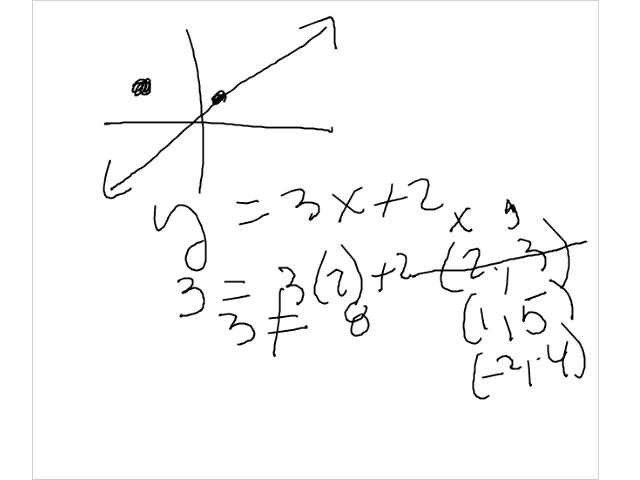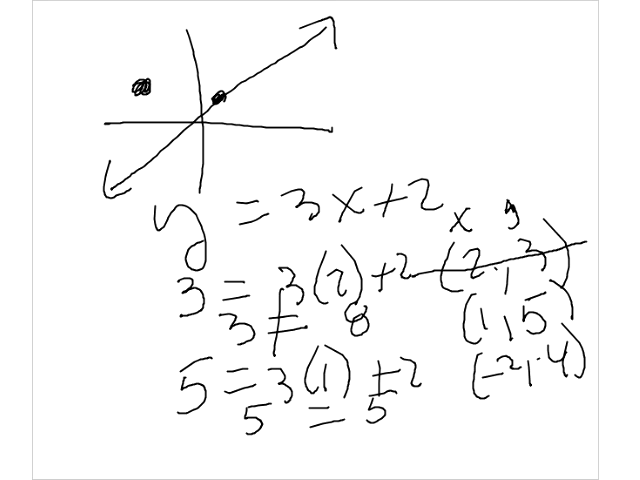Well, now let's plug in 1 for x and 5 for y. Is this a true statement? Does 5 equal 3 times 1 plus 2? Yes. That would give us 5 on the left equaling 5 on the right. So the coordinate 1, 5 satisfies that equation, and that's also another way of saying that 1, 5 is on the graph. Whatever that graph looks like, 1, 5 is on it.